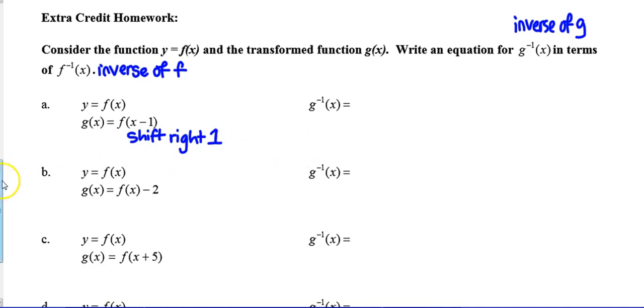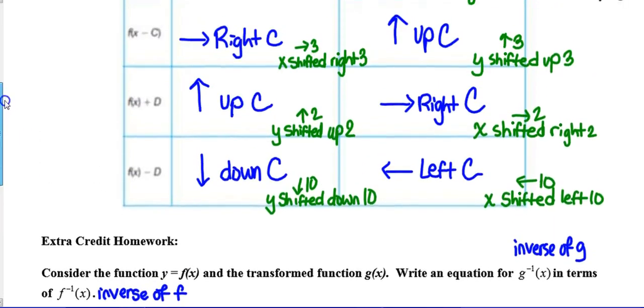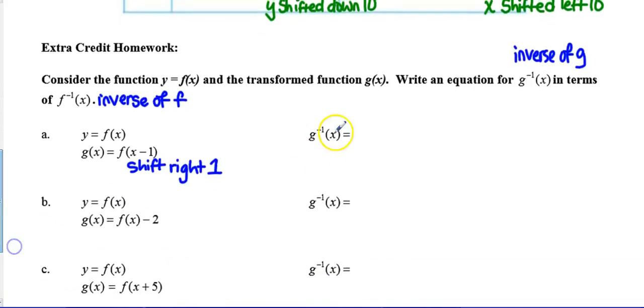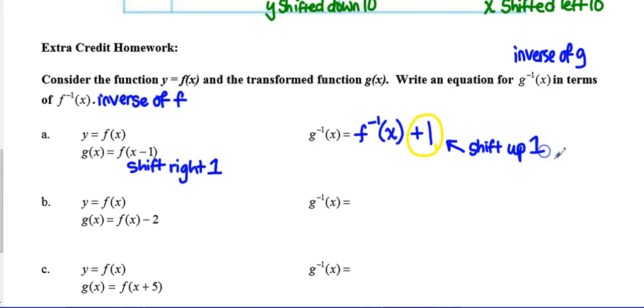Looking at my chart, I know that if I start with a shift right, when I'm discussing the inverse, that corresponds to a shift up for the inverse. So writing g, the inverse of g in terms of the inverse of x, that means I take the inverse function of f and I would add 1, because this is now a shift up by a factor of 1.